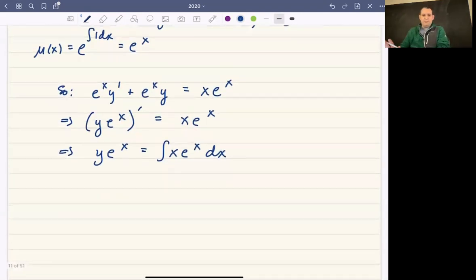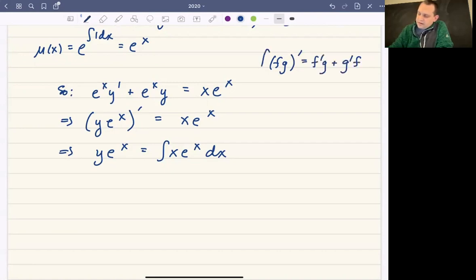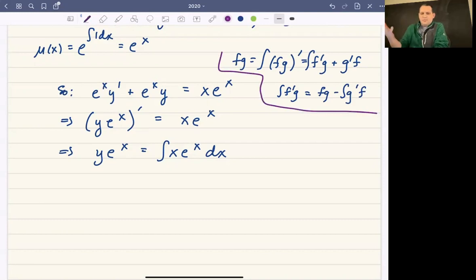I hate memorizing formulas, so if I know that I can get to a formula within one or two steps, we'll do it. For f times g, if you just remember the product rule, and then integrate both sides, that gives you f times g. So that tells you that, for example, the integral of f prime times g is equal to fg minus the integral of g prime f. That's how I remember the integration by parts formula, rather than just memorizing it. I know how the product rule works, and I know that if you integrate a derivative, you get back the original function.